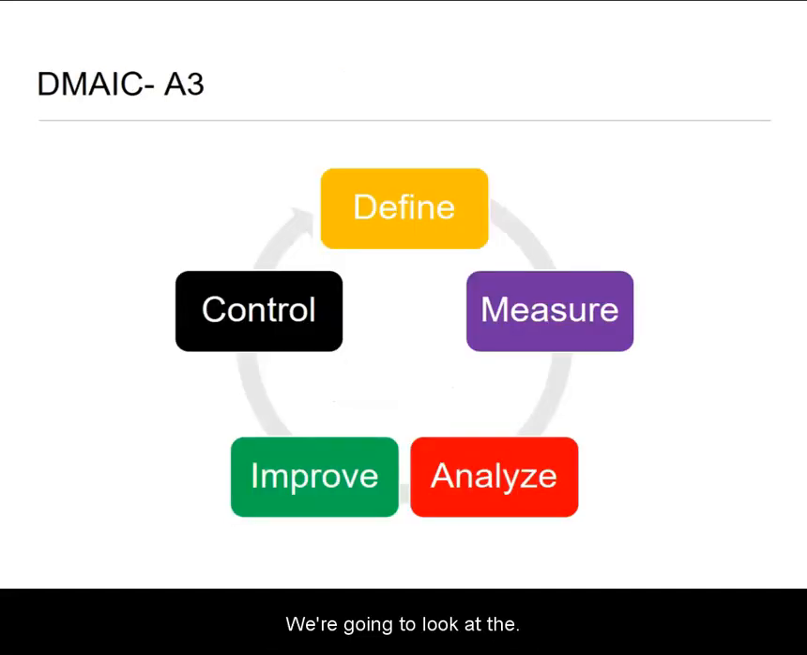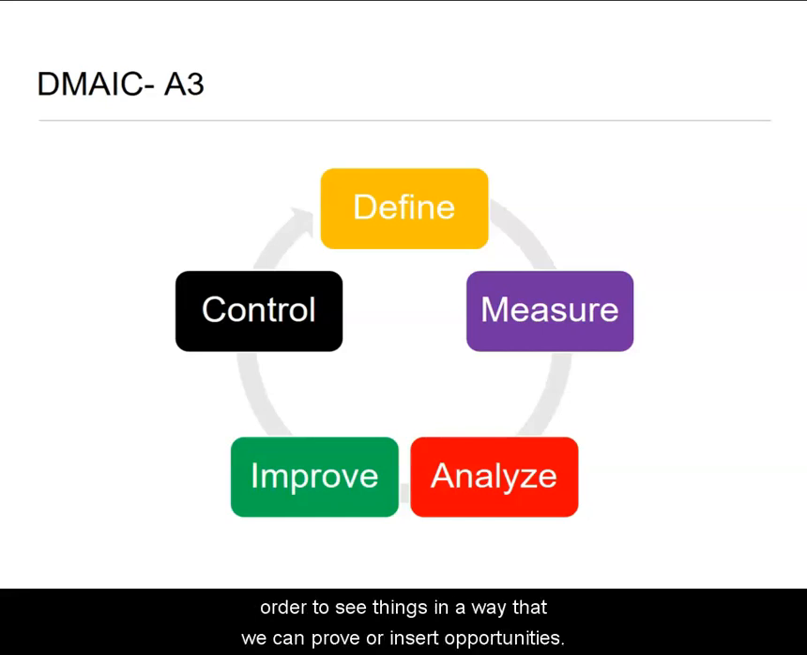We're going to look at the engine of Lean Six Sigma, which is the DMAIC methodology. It's define, measure, analyze, improve, and control. We're going to see this throughout the whole quarter here. The DMAIC is a methodology that we use in order to see things in a way that we can improve or insert opportunities. It's a linear process.